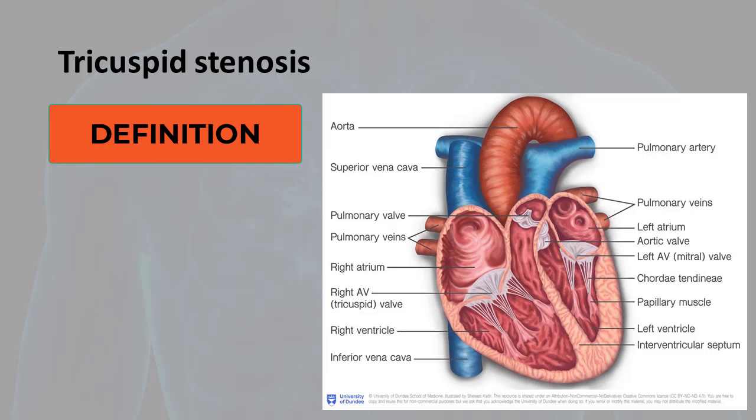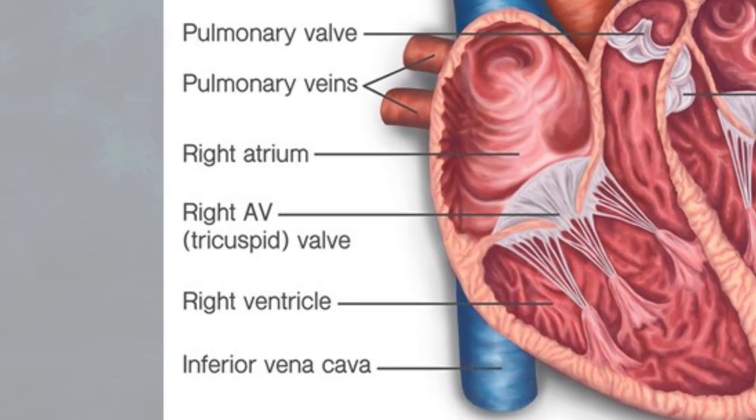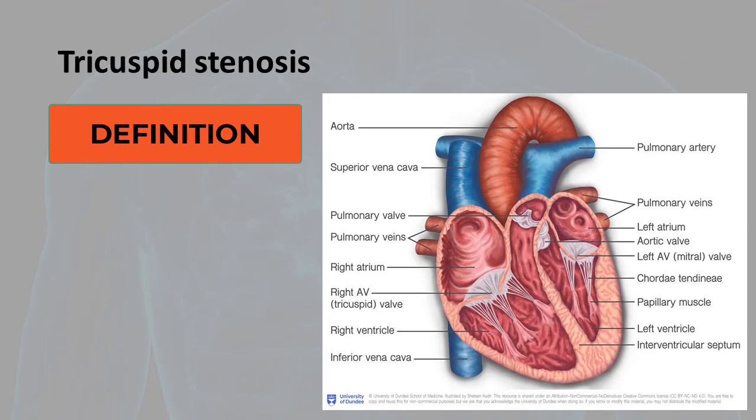In tricuspid stenosis, there is reduction in the size of the valve orifice, which results in the obstruction of blood flow from right atrium into the right ventricle during diastole. This can result in elevated right atrial pressures. Chronic elevated right atrial pressure leads to signs and symptoms of systemic venous congestion.